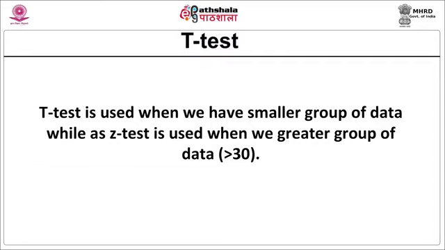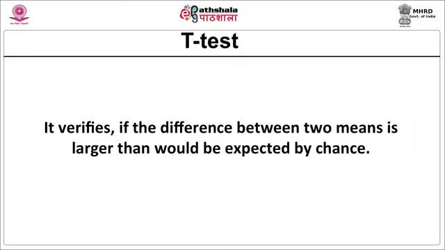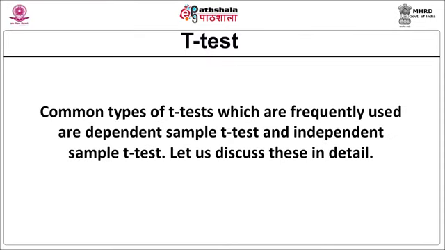T-test is used when we have smaller group of data, while a z-test is used when we have greater group of data, normally more than 30. It verifies if the difference between two means is larger than would be expected by chance. Common types of t-tests which are frequently used are dependent sample t-test and independent sample t-test. Let us discuss this in detail.